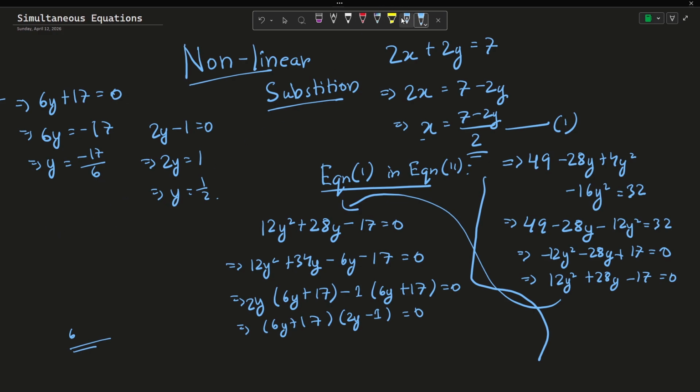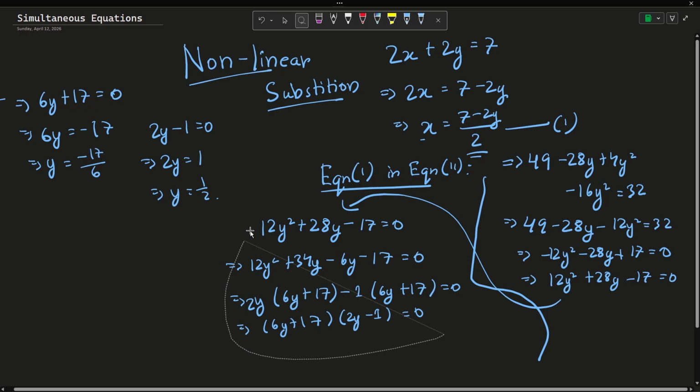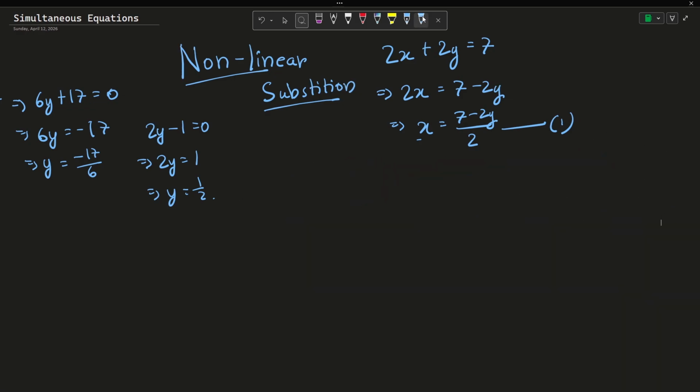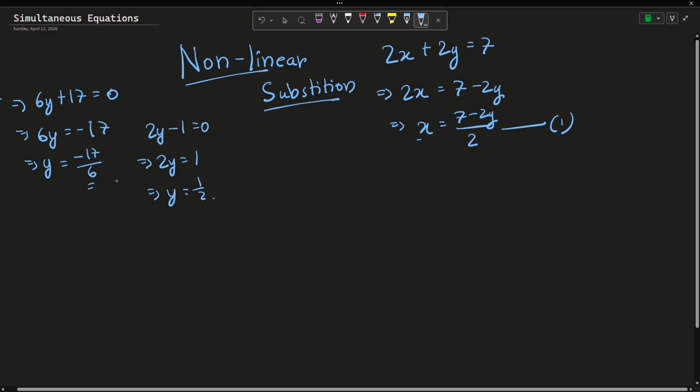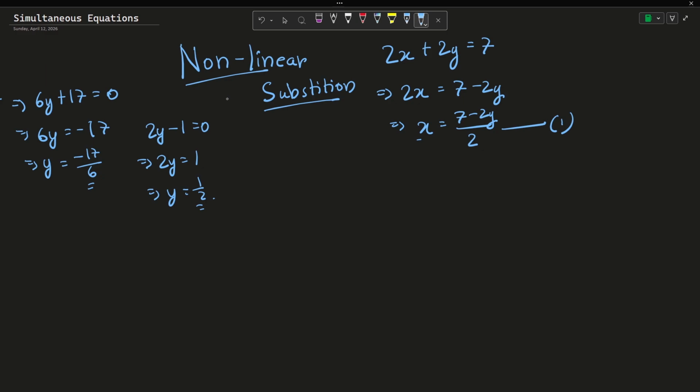Now I just have to find the corresponding value of x for this. Let me clear the screen more. Okay, all right. So we got the values of y as y is equal to minus 17 by 6 and y is equal to half. So now we just have to find the corresponding values of x. First of all, for y is equal to minus 17 by 6, we have x is equal to 7 minus 2 times minus 17 by 6, all by 2.